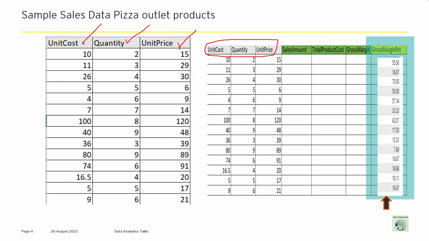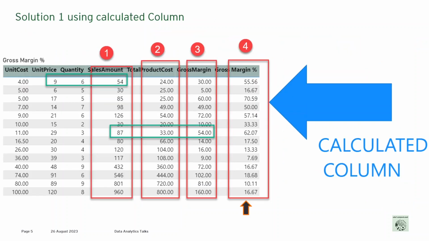So in order to arrive at gross margin percentage, you have to calculate sales amount, you have to calculate the total product cost, and you need to have the gross margin. Only then you can arrive at gross margin percentage, right? We can have many approaches, but mainly we are discussing two approaches. One is based on the calculated columns and the other one is based on measures. So the first solution is using calculated column.